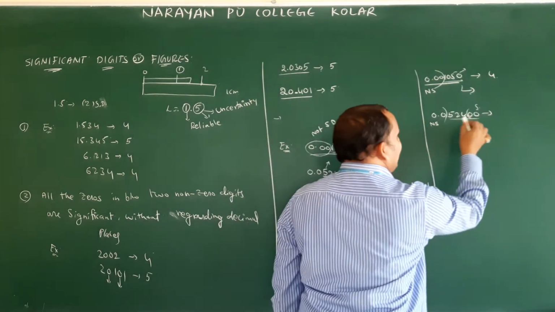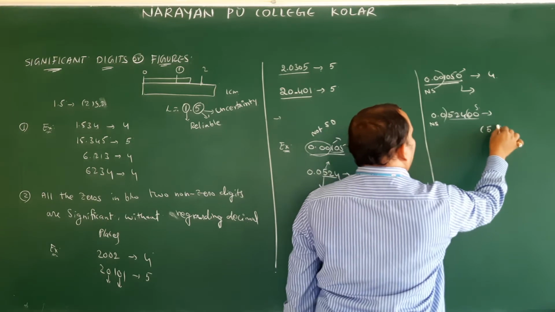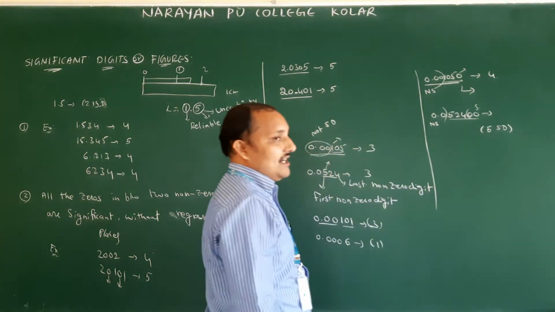In this, how many significant digits are there? 1, 2, 3, 4, 5. So therefore, 5 significant digits are there.